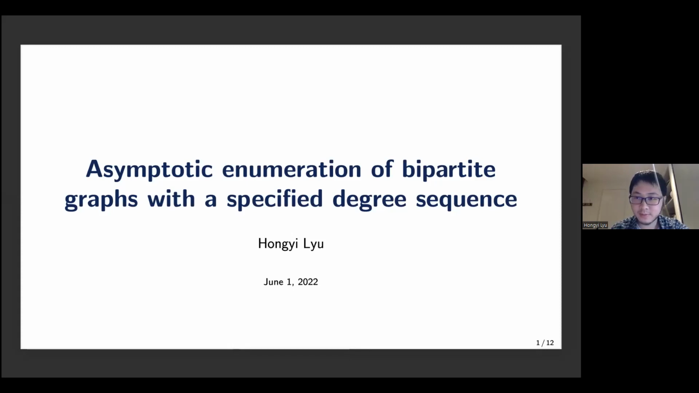I'm an honors student from Monash University, and what I'm going to talk about today is my current work with my honors supervisor, Professor Nick Wermuth, on the asymptotic enumeration of bipartite graphs with a specified degree sequence. And I'd like to start by saying a bit about the background.